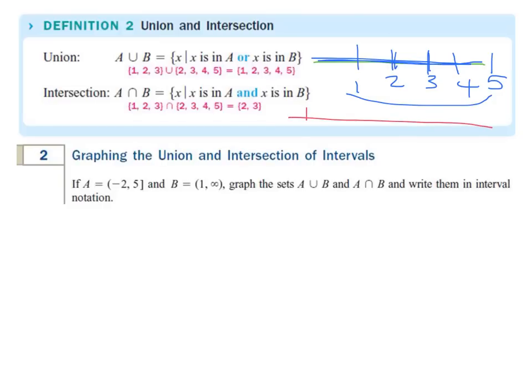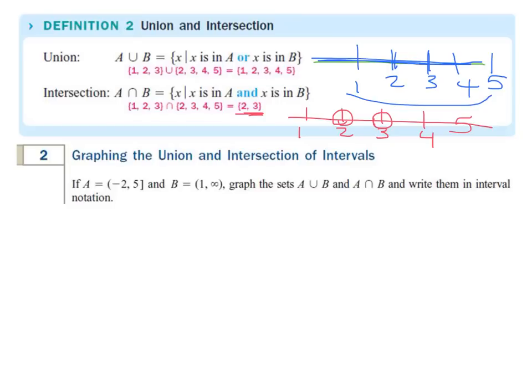All right, now intersection. Intersection is what do they have in common. So if I've got 1, 2, 3, and then I see where the ones they have in common, 2, 3, 4, and 5. So the answer is 2 and 3. So let's do number 2.